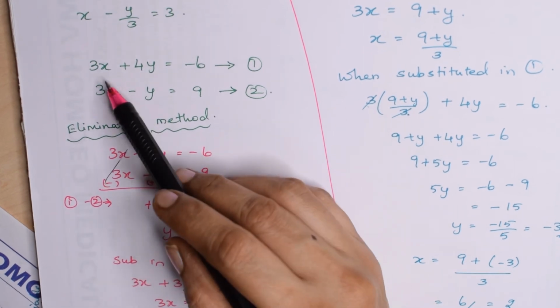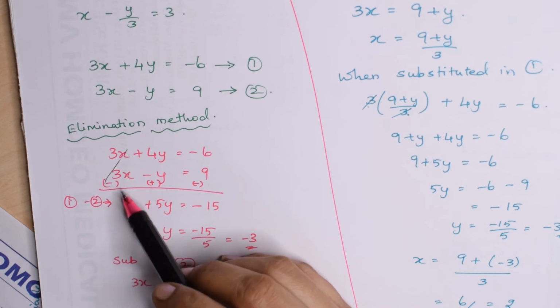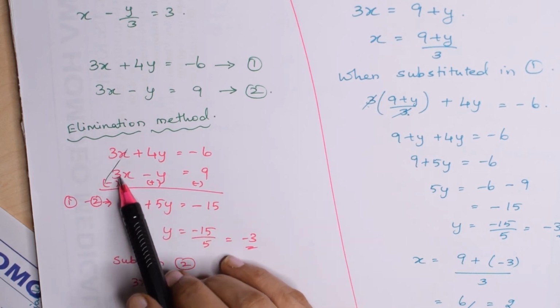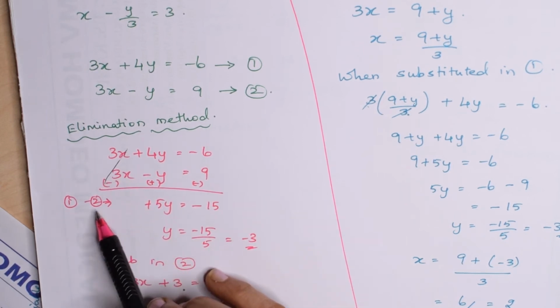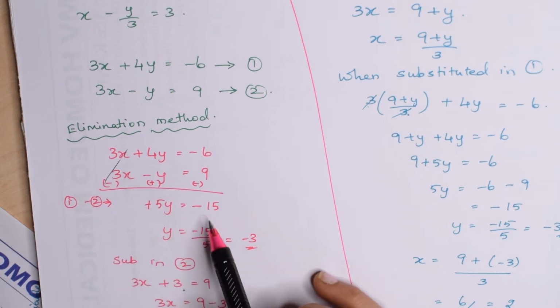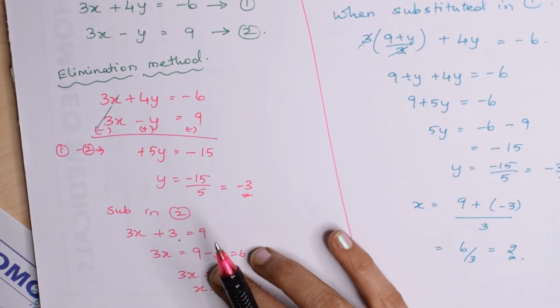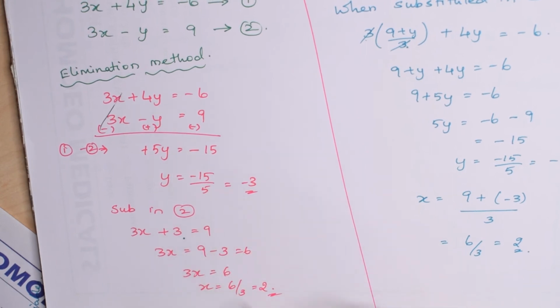See here, already both are having 3 on the x terms. So I can easily cancel them. As both are of the positive symbols, I am subtracting. When I subtract, I get 5y is equal to minus 15. So y is equal to minus 3. Always please take care about the plus and minus. With a simple mistake of plus and minus, the whole sum can go wrong. So please take care of it.